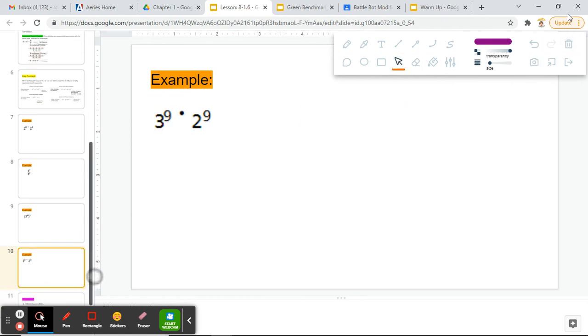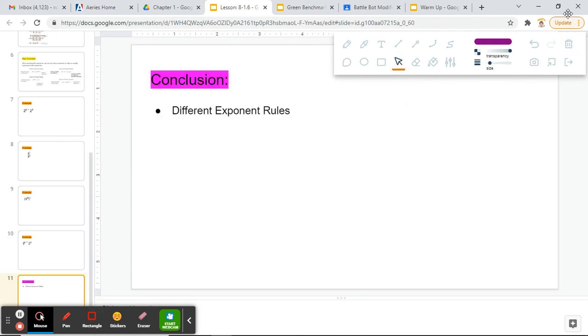Alrighty, everybody, that's all for us today. Simply what we learned about was our different exponent rules. So make sure you guys are getting that down in your conclusion here. You're talking about the differences between the rules and definitely 2 sentences about what you learned tonight.